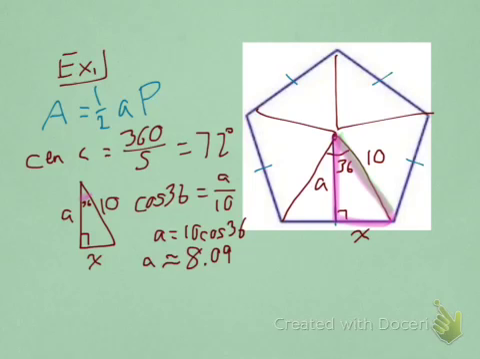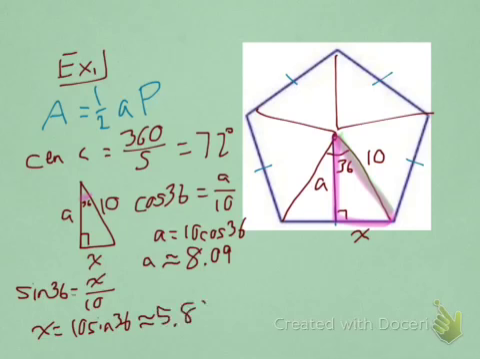8.09. Now we can do a similar thing for x. We can do sine of 36 because x is opposite the 36. So I can say that sine of 36 is the opposite, which is x, over the hypotenuse, which is 10. So x equals 10 sine 36, which when you type that into a calculator, again, make sure your calculator's in degree mode, you get approximately 5.88.